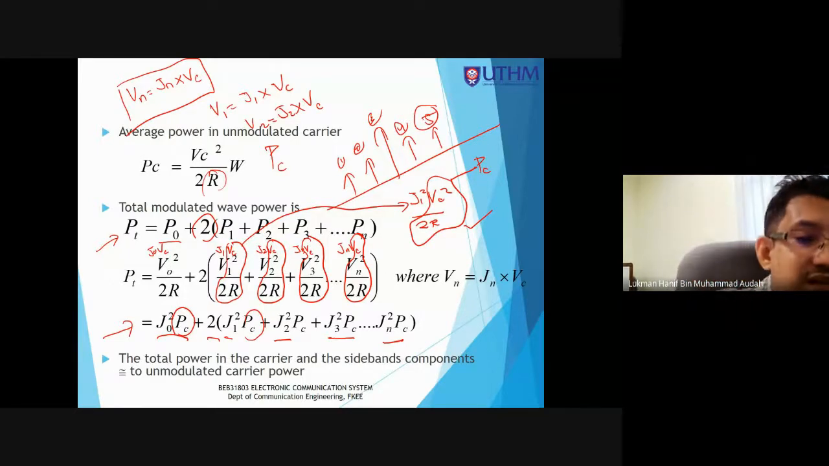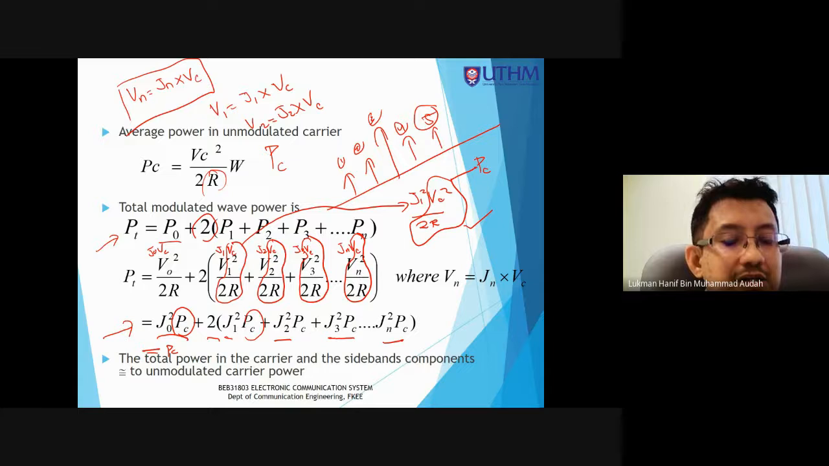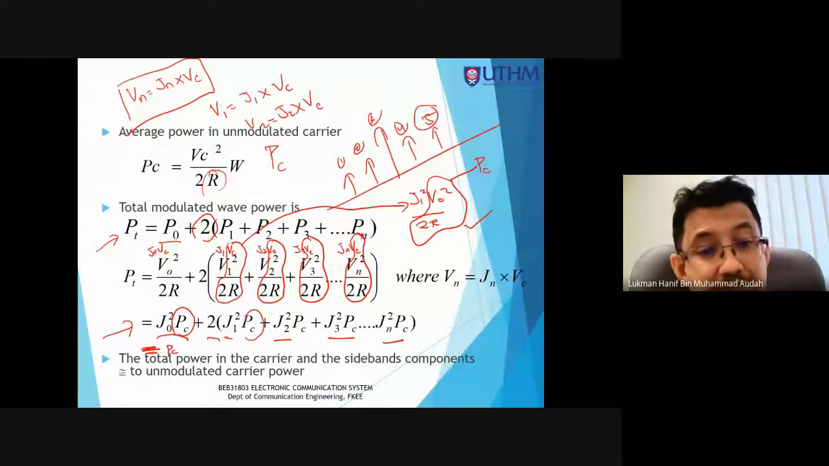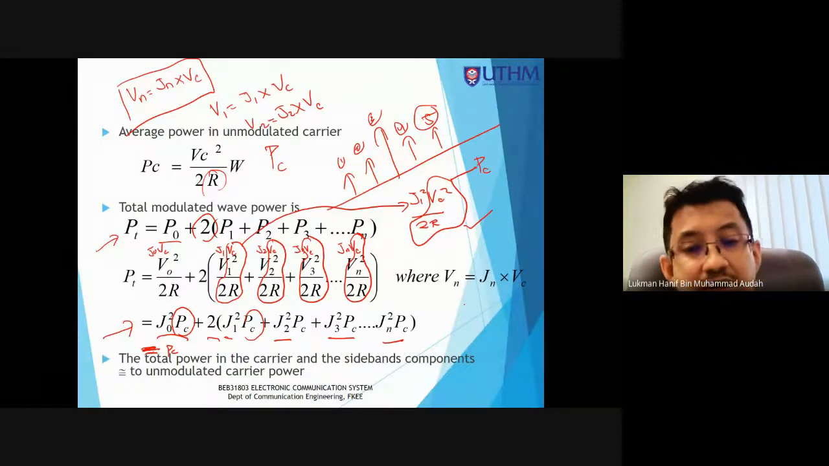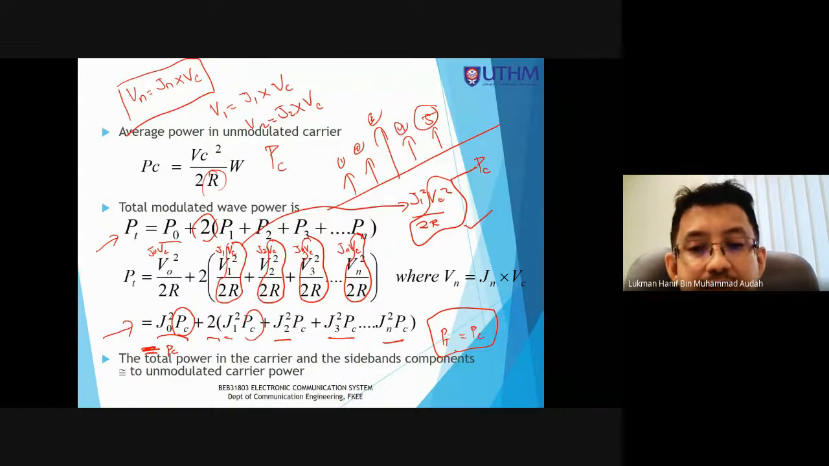Where you will see that this is actually equal to PC. Nampak, sebenarnya kalau you tambahkan semua, dia akan jadi sama dengan PC. So in the exam, if you write the total power for FM equal to PC, also correct. Tak salah, betul. Okay, tidak ada masalah. So that's why you need to see the total marks.